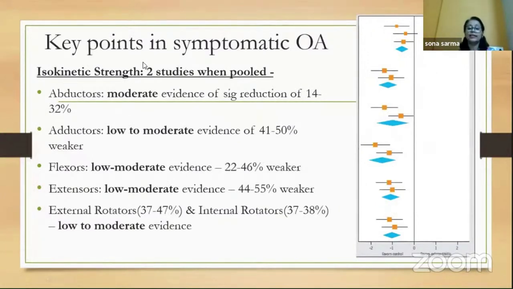In isokinetic, only 2 studies were present, and when pooled, they again show moderate evidence for reduction of abductors, whereas all the other muscles showed low to moderate evidence because only 1 study studied them in detail. That is a study by Costa et al.